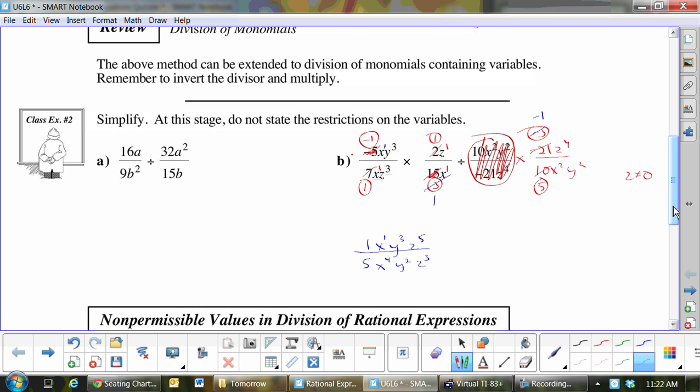Where? Which power? On the top, because negative 1 times 1 is negative 1, times negative 1 is positive. Okay, cool.